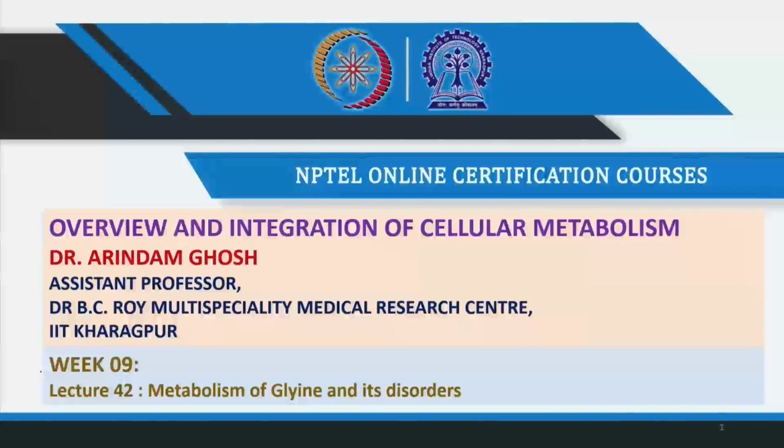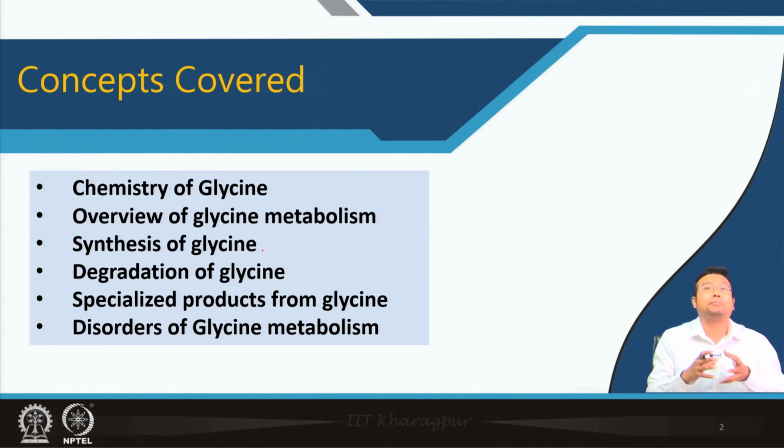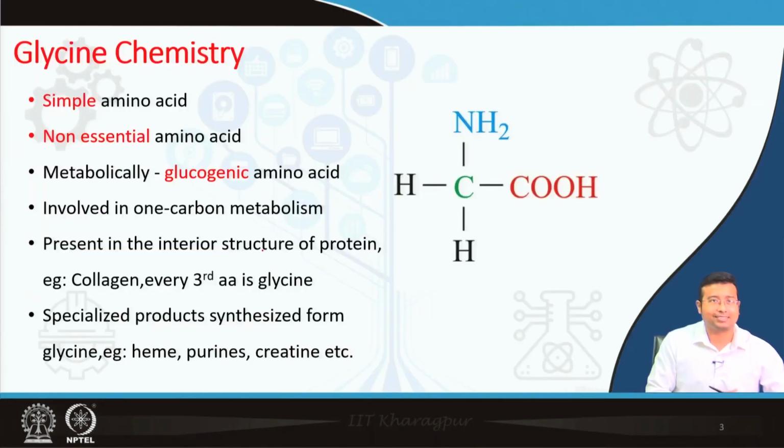Hello everyone, we are in our lecture series of overview and integration of cellular metabolism. We are continuing with individual amino acid metabolism and their disorders, and in today's class we will be discussing metabolism of glycine. Very important, we will be covering the chemistry of glycine, the overview of glycine metabolism, how glycine is synthesized, how it is degraded, what are the specialized products from glycine and the various disorders of glycine metabolism. So, it is a huge daunting task. So, buckle up, gather your own notebooks and we will try to cover the entire topic in this class, alright.